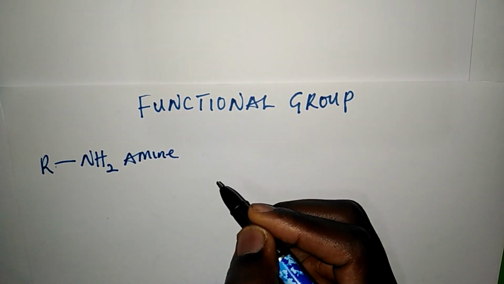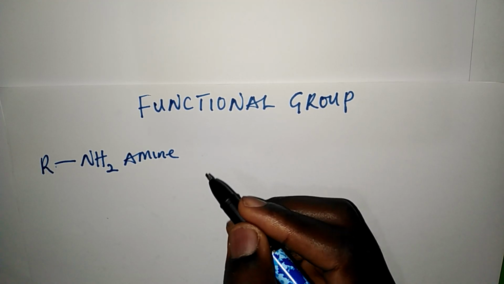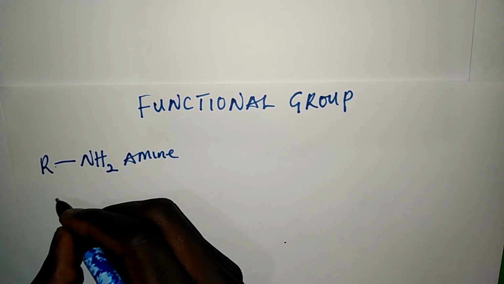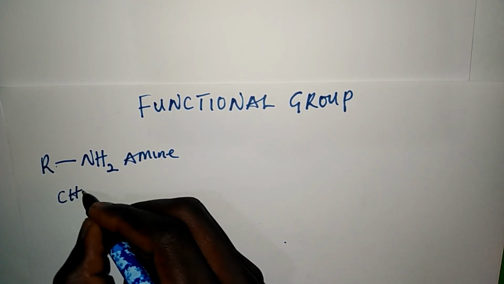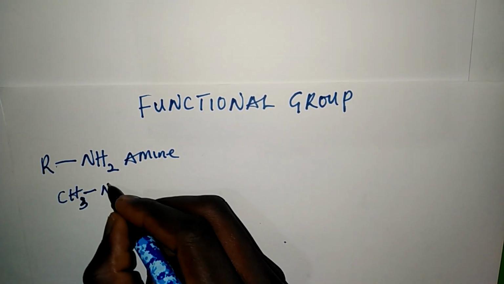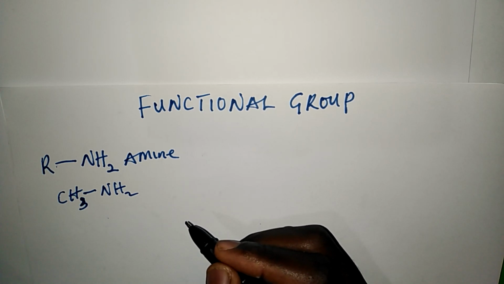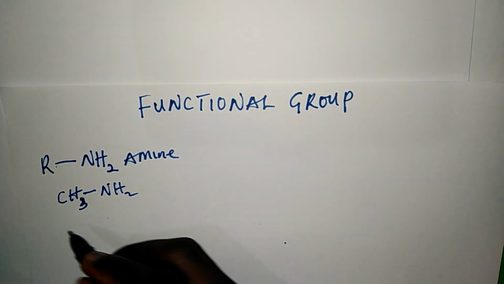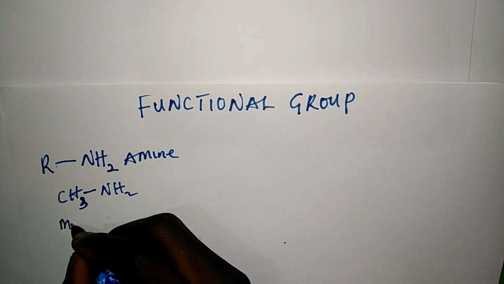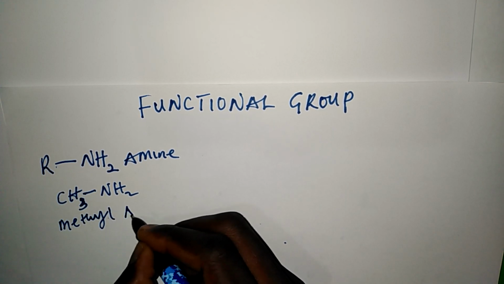Now we have a nitrogen bonded to two hydrogen, and when it's linked to a chain like this, it's known as an amine. Take for instance, if it's linked to a single carbon chain, we have CH3NH2. Now to name this functional group, which is an amine, you say this side is a methyl group, so you say methylamine.